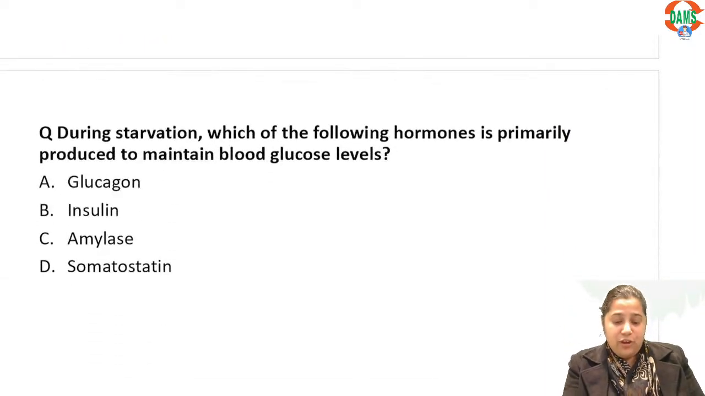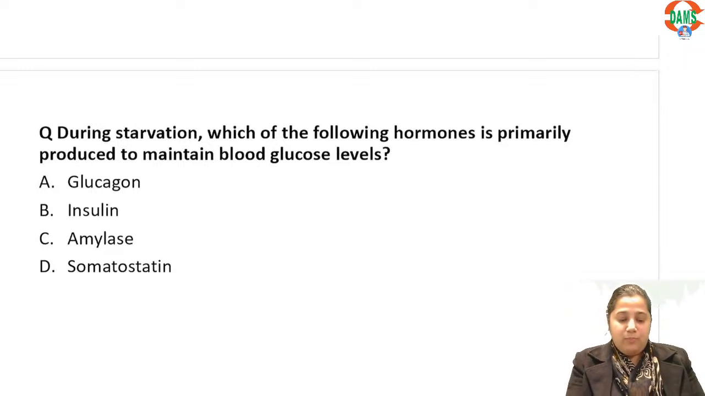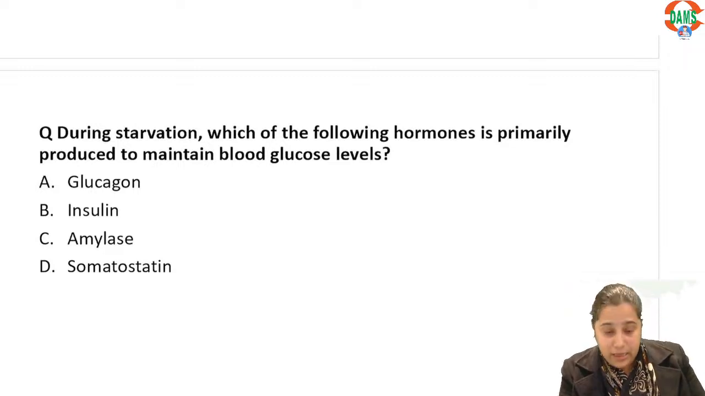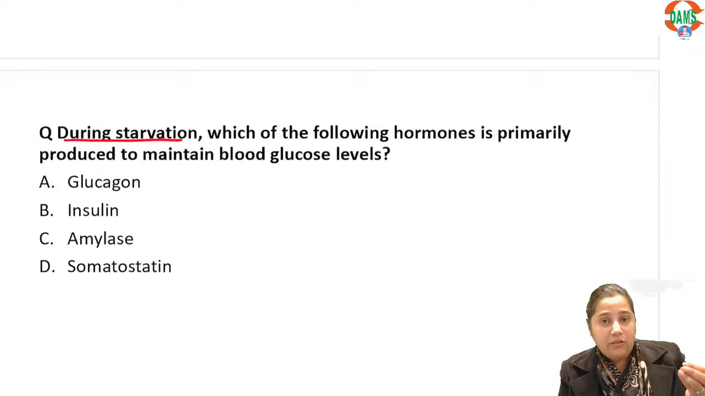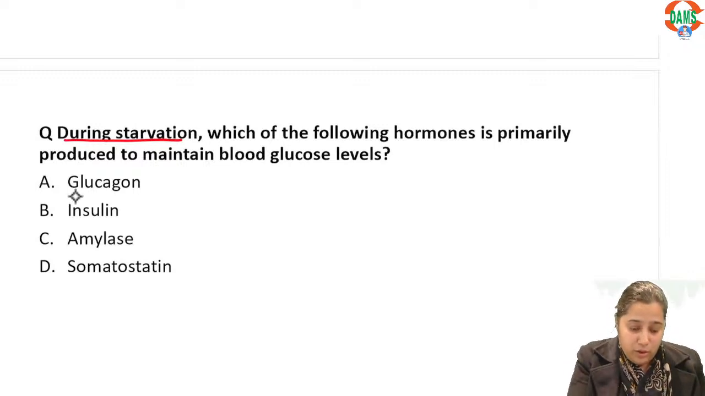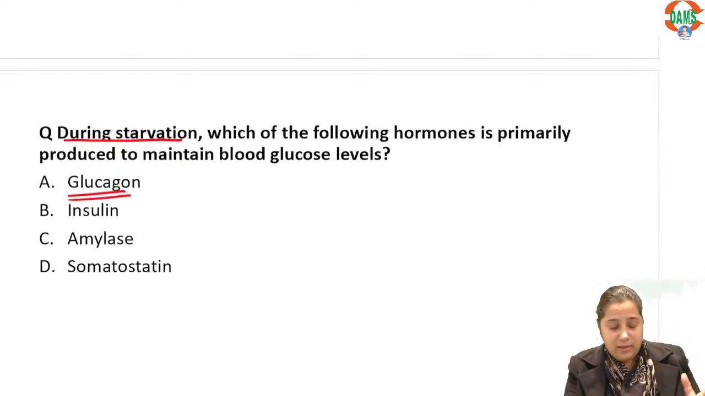During starvation, which of the following hormones is primarily produced to maintain the blood glucose levels? Now, when we are starving, the major hormone of action is always glucagon. Glucagon maintains the blood glucose all the time.